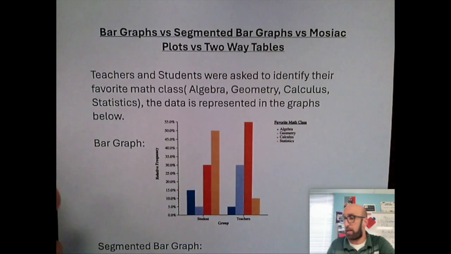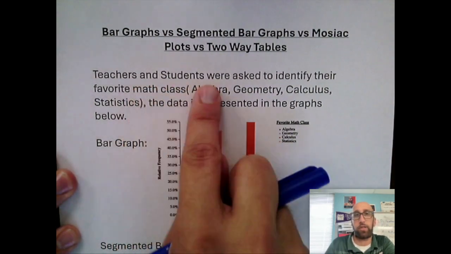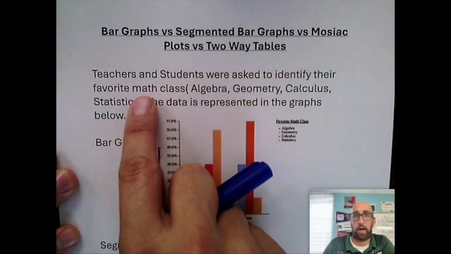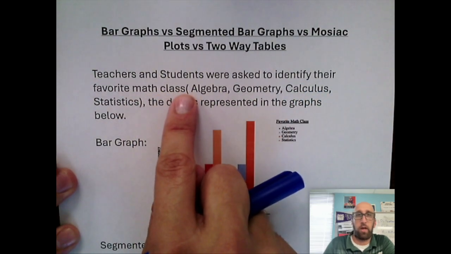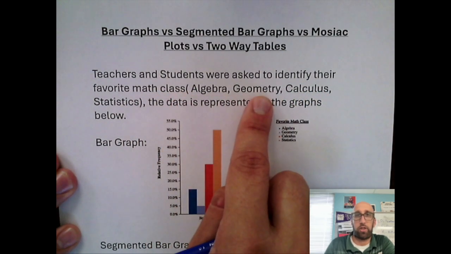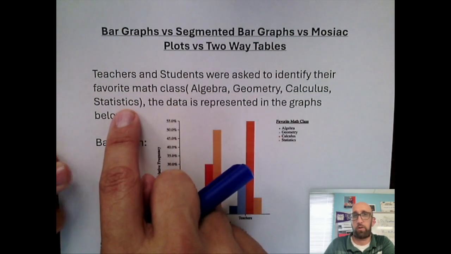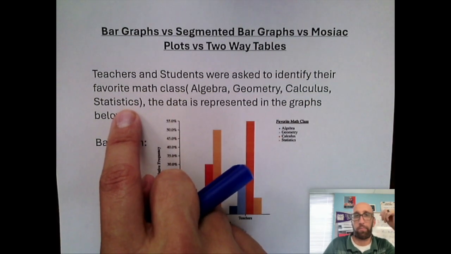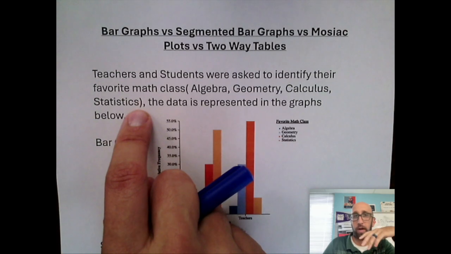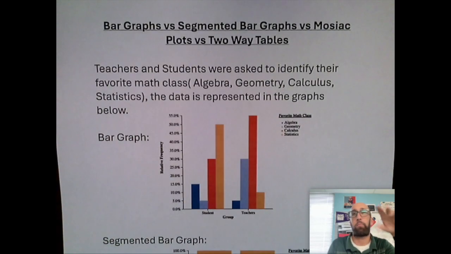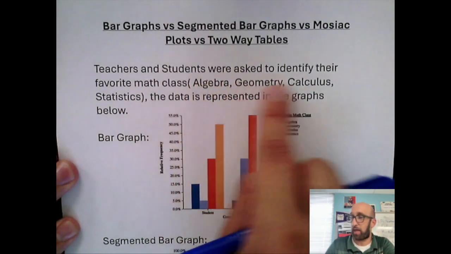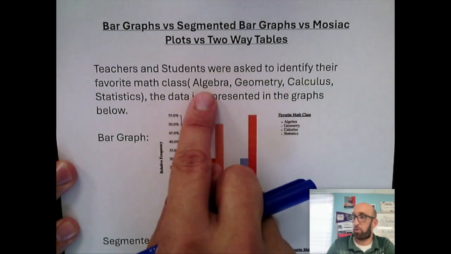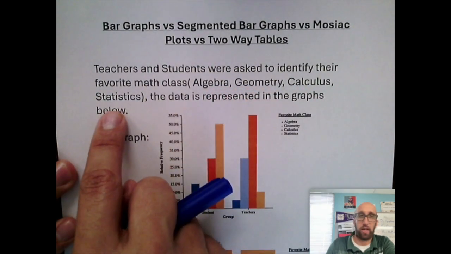So in the problem that we have here, I said teachers and students were asked to identify their favorite math class. So they could have picked algebra, geometry, calculus, or statistics. So we just asked teachers, hey, what's your favorite math class? Students, what's your favorite math class? And I'm going to represent that same exact data 4 different ways, okay? So we asked them a categorical question there. We're recording algebra, geometry, calculus, and just counting up how many are there.